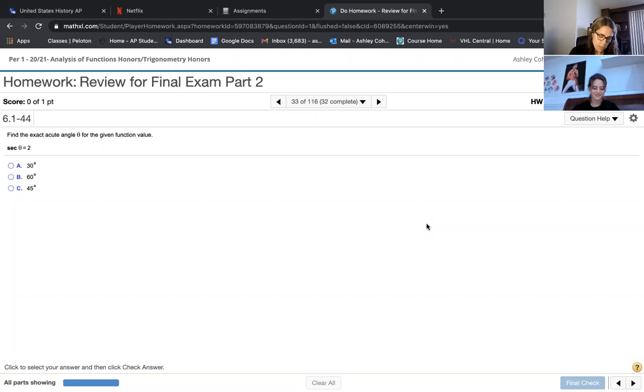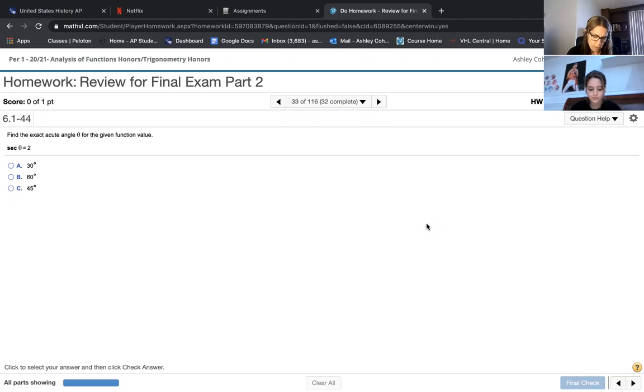Okay, so now the next problem, secant theta equals 2. Secant theta is not necessarily one of the trig functions that we know right off the bat from the unit circle. So what can we do? You can change it to the reciprocal of secant, which is cosine.